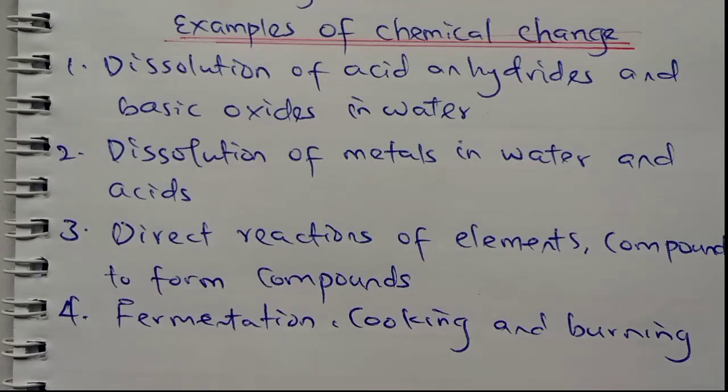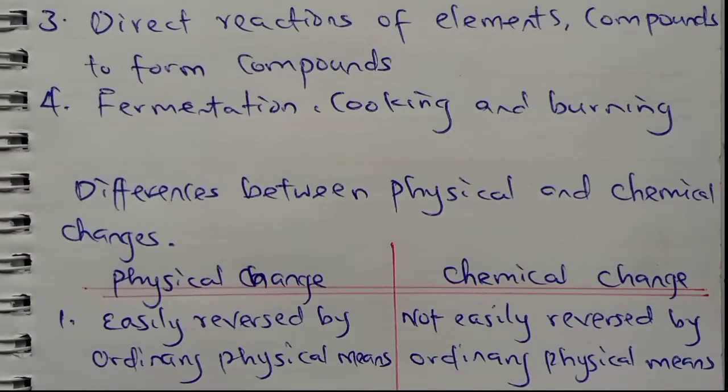Now we need to look into the differences between the two changes that we have mentioned, because it is important for us to do that. A physical change is easily reversed by ordinary physical means, and a chemical change is not easily reversed by ordinary physical means. If you check from the definition, you will understand that whenever they ask you to differentiate between two things, what you need to do is first of all give the definition. That means that a physical change is a type of change that is easily reversed by ordinary physical means, whereas a chemical change is not easily reversed by ordinary physical means.